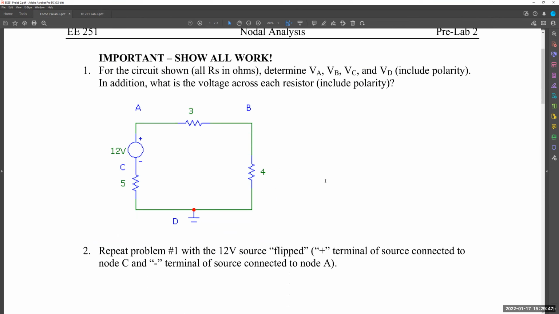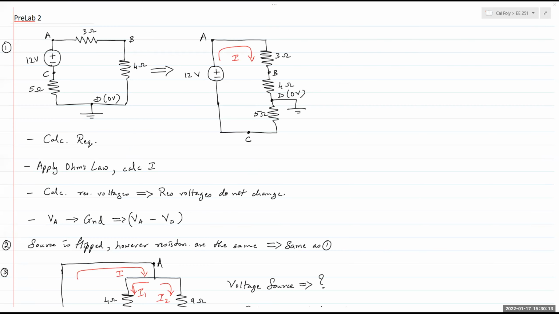Two different circuits. Well, actually 3 different circuits. The first circuit here, you can see, is a 12-volt source connected to 3 different resistors, 3 ohms, 4 ohms, and 5 ohms. And they are all in series. So let me switch over to the notes.